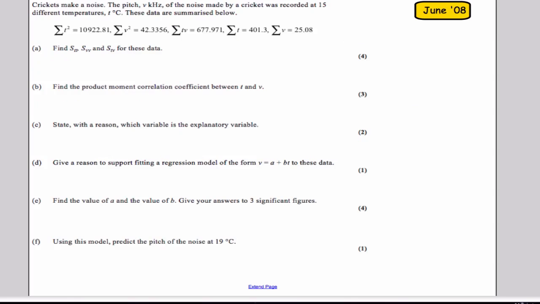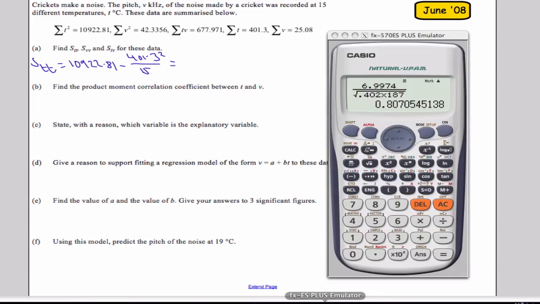Okay, let's move on. So, crickets make a noise. The pitch V in kilohertz of the noise made by a cricket was recorded at 15 different temperatures T. These data are summarized below. Find STT, SVV, STV. So, STT is going to equal the sum of T squared, which is 10922.81, minus the sum of T all squared, which is 401.3, to be squared over n, which is 15.